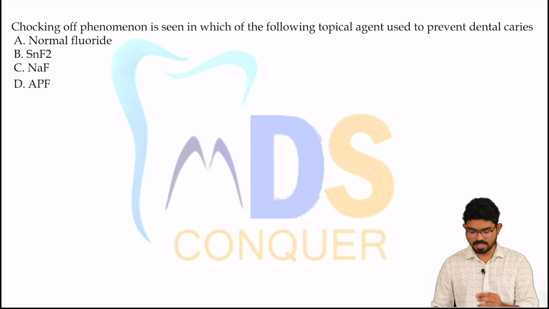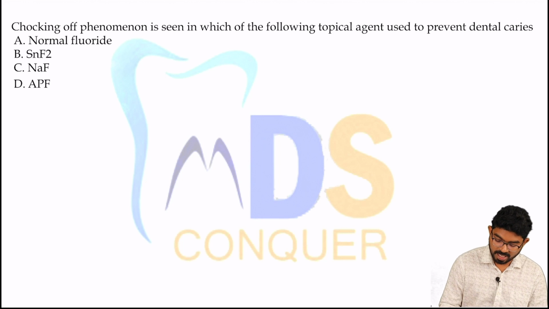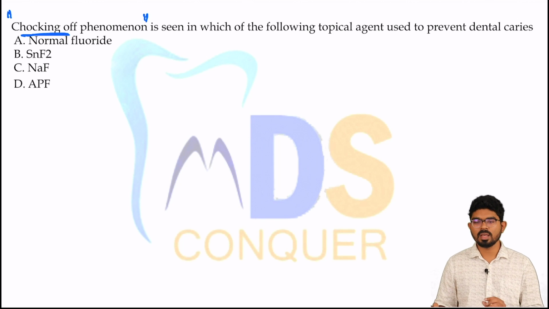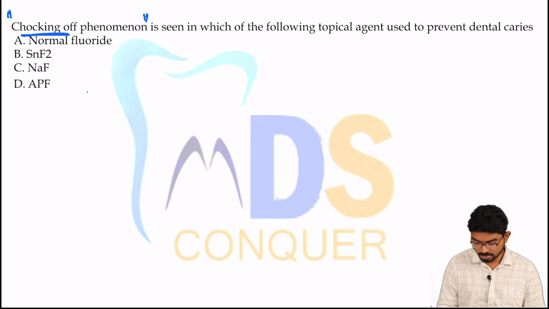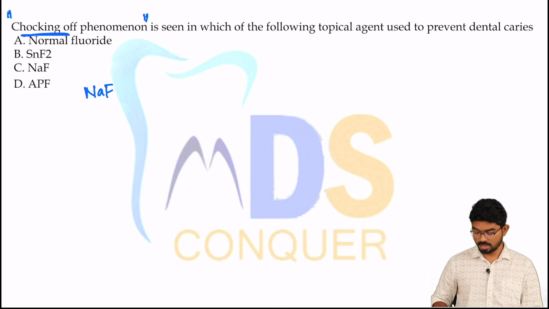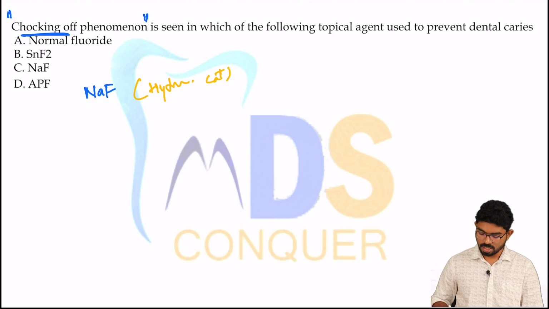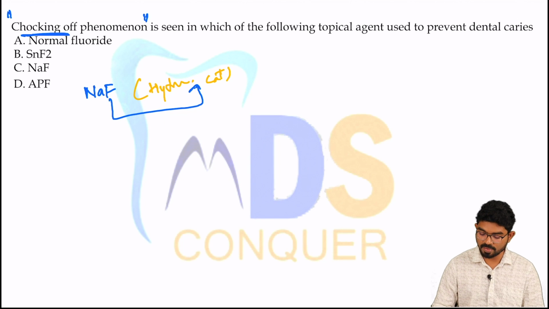The next question is a very, very simple question, most commonly encountered in your basic MCQ books, and regularly we discuss it. What is the particular phenomenon? Chalking off phenomenon. So what is this? Whenever you apply APF, the tooth has the maximum content called hydroxyapatite. This hydroxyapatite has calcium in it. So what happens? This fluoride is going to react with the calcium to form CaF.